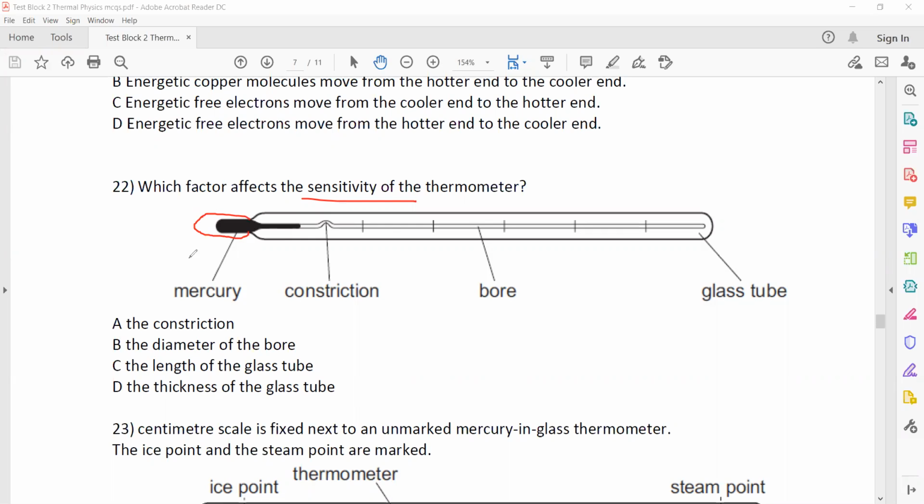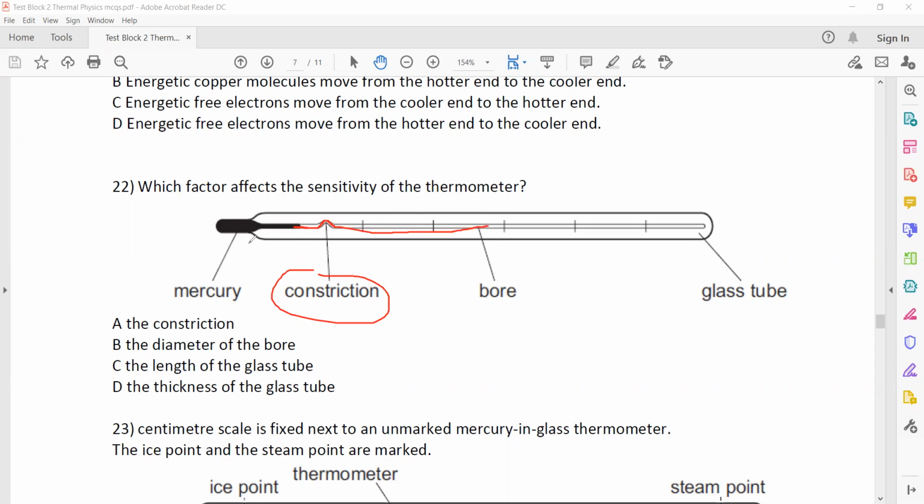Like what affects the sensitivity of the thermometer? The diameter of the bore or the capillary. And this is a clinical thermometer. So why is there a constriction in a clinical thermometer? As the object is hot, the liquid absorbs energy and expands. As the liquid expands, it will rise in the capillary.